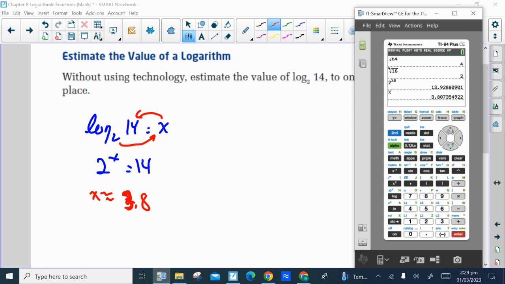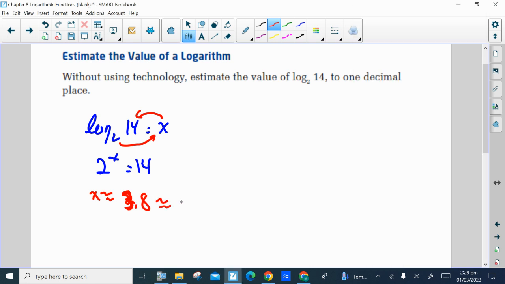So it's 3.807. Again, we estimated 3.8. There's a more accurate estimate, and it's an estimate because that number needs to be rounded. So approximately 3.807, a little more accurate of an estimate.